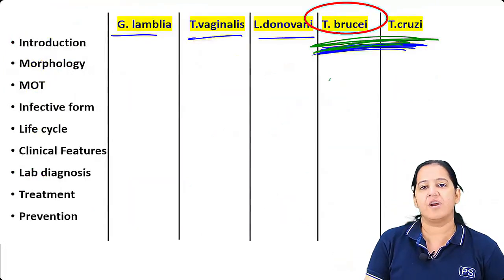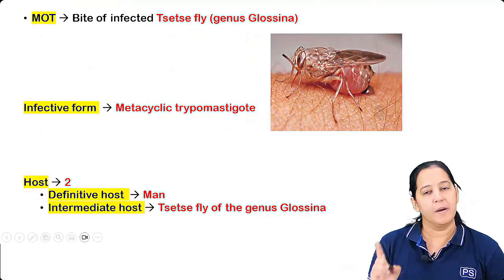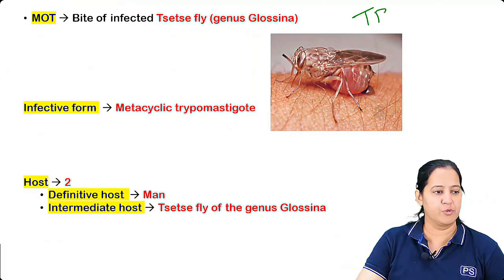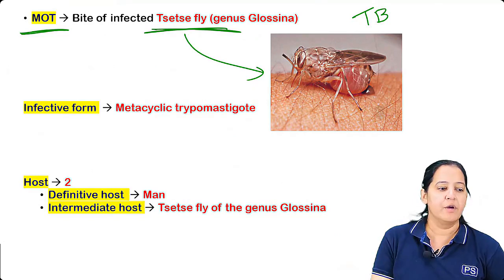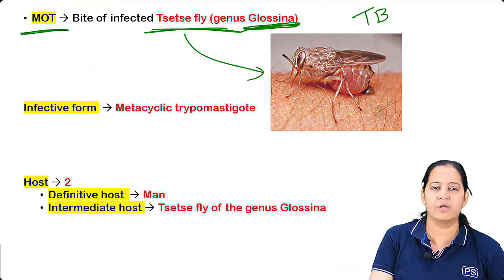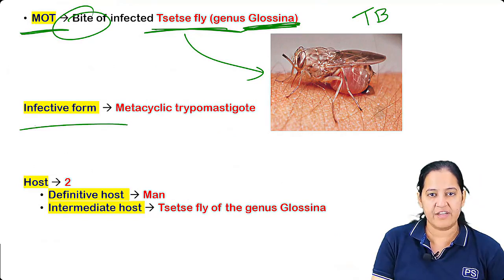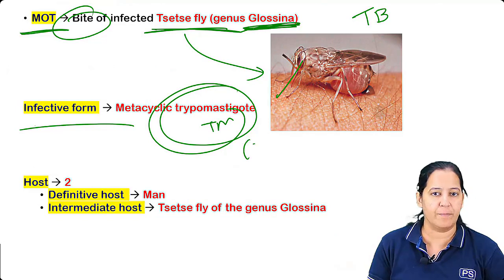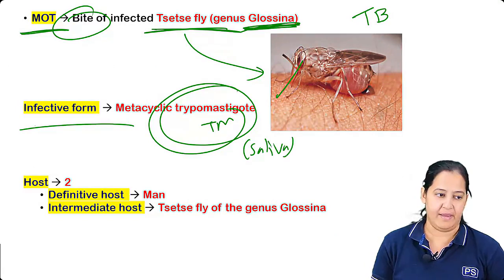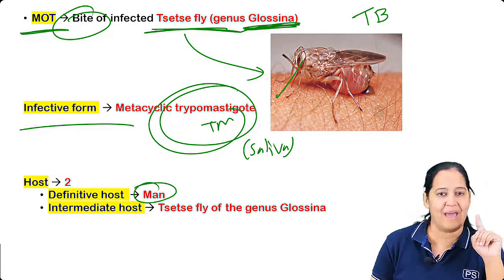Let's start with Brucei and Cruzi. You understood it. Let's start with Brucei. I'm starting with Brucei. Come, see Brucei. What is the bug? Tsetse fly. This is the diagram. What is the scientific name? Glossina. It is Glossina, the bite of the bug. So what is the infective form? Say trypomastigote. Trypomastigote present in the saliva. You can write down in bracket saliva.